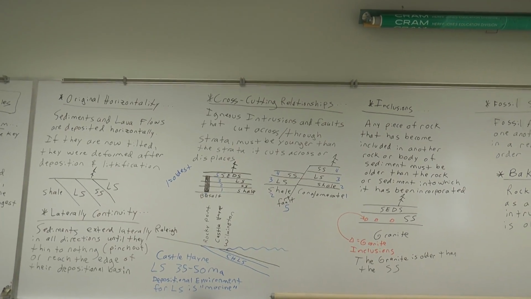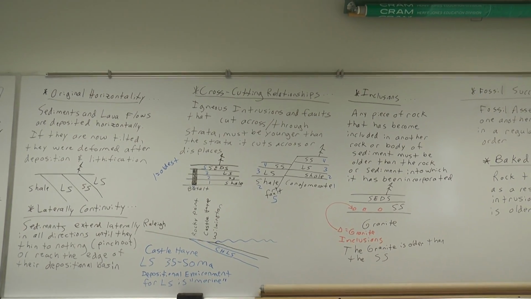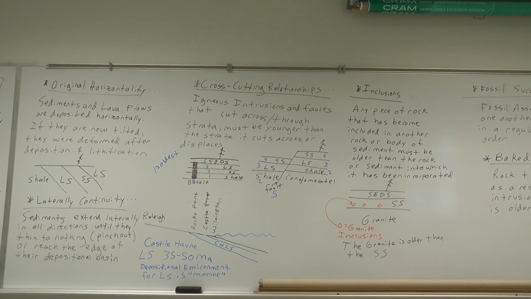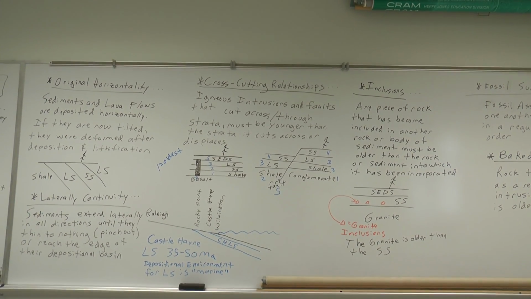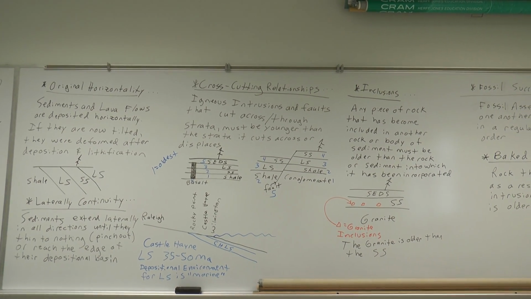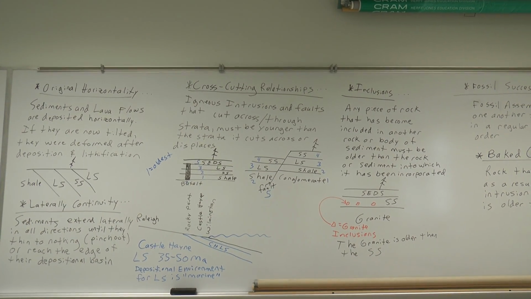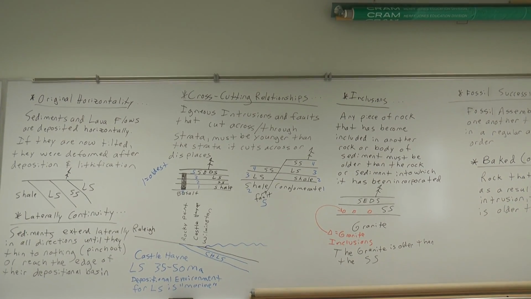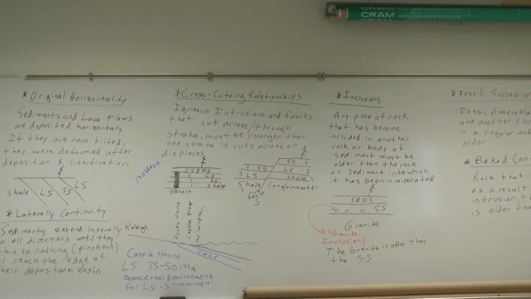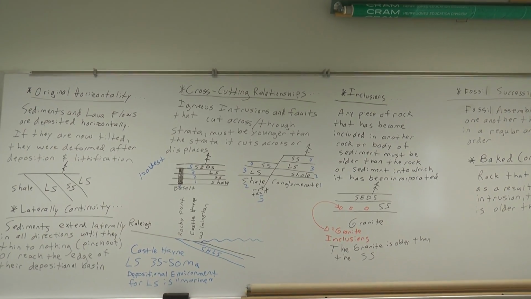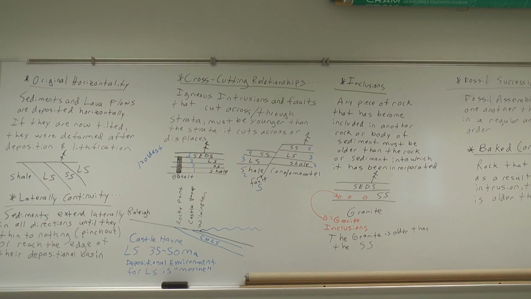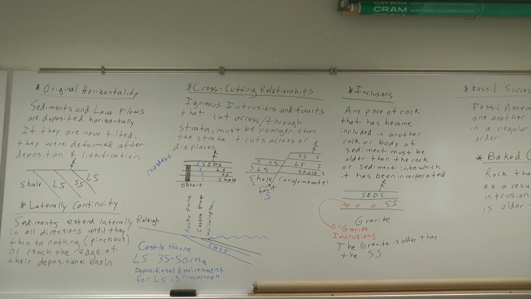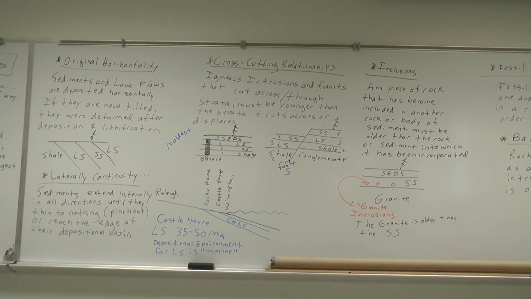All right, cross-cutting relationships. This is going to involve igneous intrusions and faults, things that cut across or through other rock layers. Just by the way, remember that strata just refers to more than one layer of rock, a bunch of rock layers together. So igneous intrusions and faults that cut across or through strata, that intrusion or fault must be younger than the strata that it has either cut across or displaced.